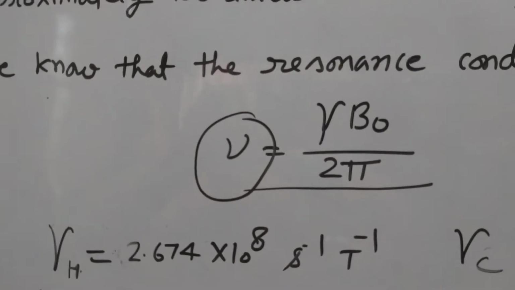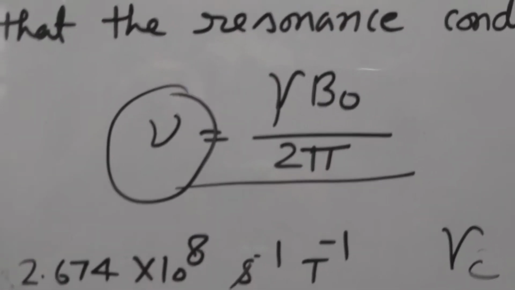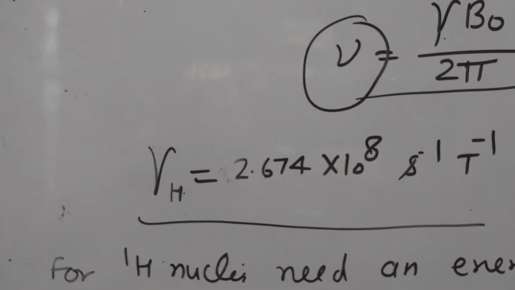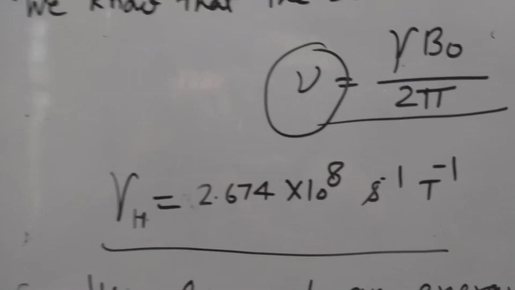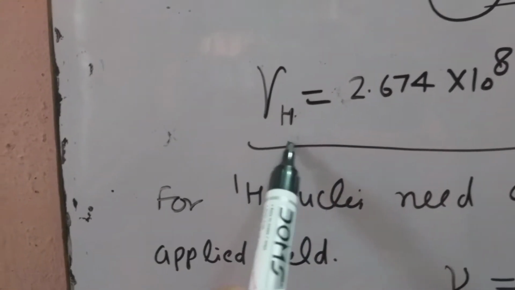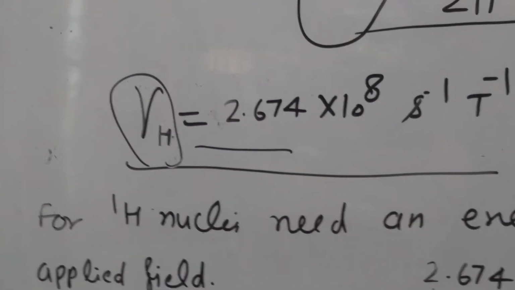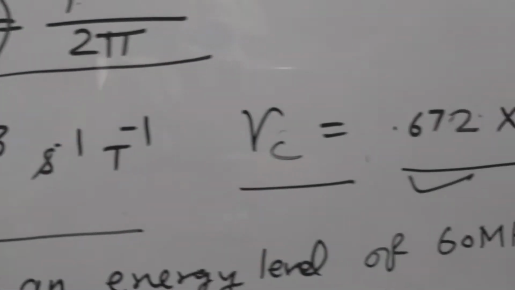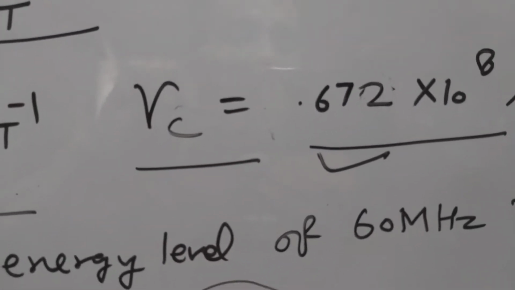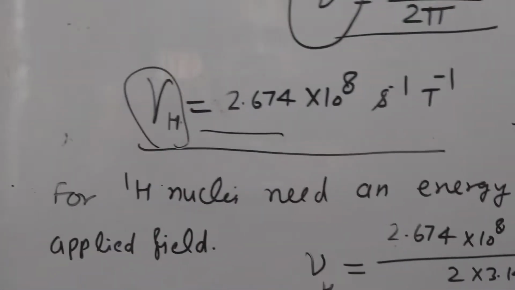Now let us see the following relation between the resonance condition and the applied magnetic field, which can be expressed as ν = γB₀/2π, where gamma is the gyromagnetic ratio of the concerned nuclei. If we take hydrogen, the gamma value is 2.674 × 10^8, while for carbon its value is 0.672 × 10^8, that is, about 4 times less than that for the proton.